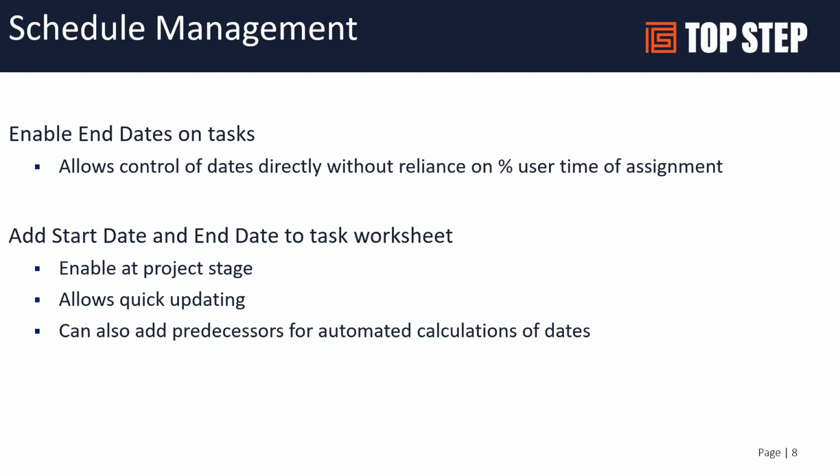And the task worksheet, again, is an efficient way to go through your project and manage those dates. And the worksheet is enabled at a stage level. So if you don't see the worksheet, you might want to check your project stage and make sure it is checked to show for those stages. And you can do also predecessors for automatic calculation of dates as well, is another option, as we talked about earlier.